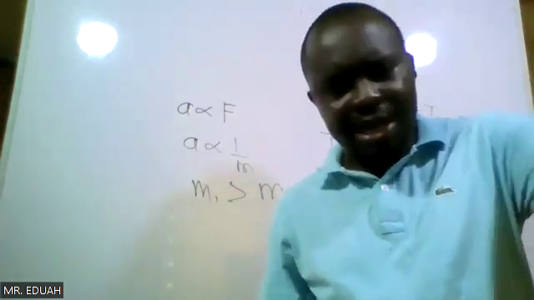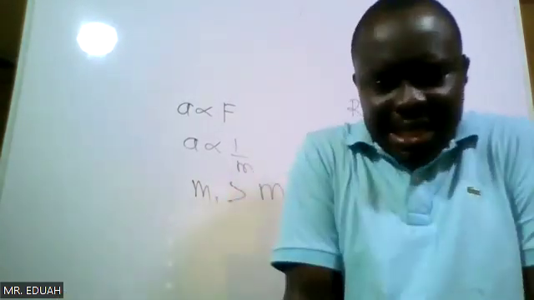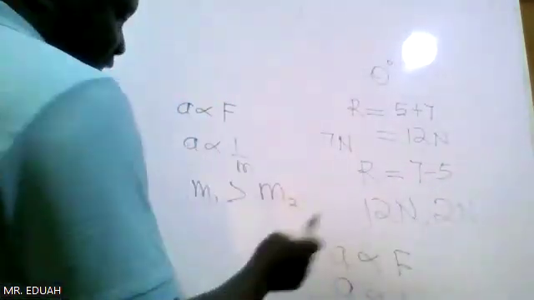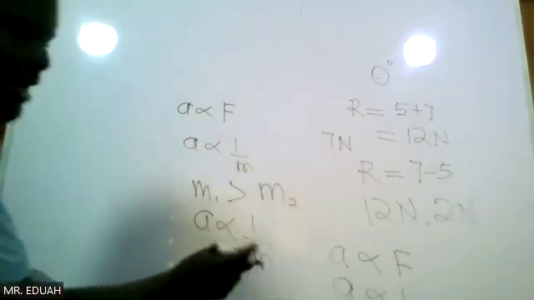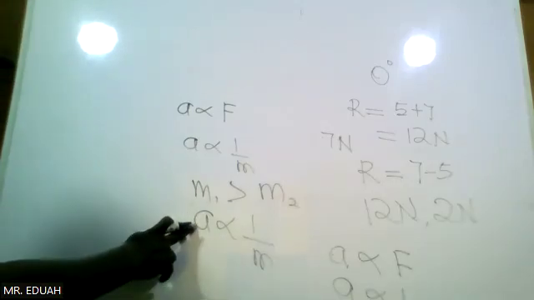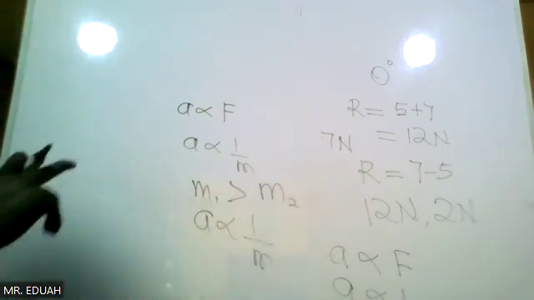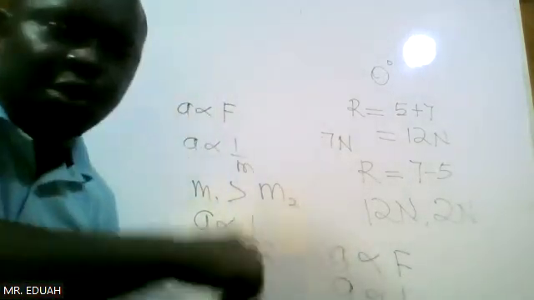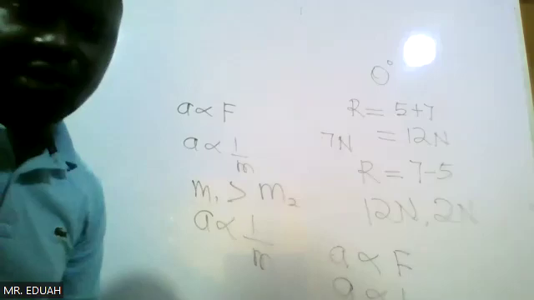Exactly. So the acceleration of the slim person will be greater than the acceleration of the fat person, and this is proven by this relation: a is inversely proportional to mass. The greater the mass, the smaller will be the acceleration. The lesser the mass, the greater will be the acceleration. And so when two quantities are inversely proportional, an increase in one results in a decrease in the other. A decrease in one is an increase.